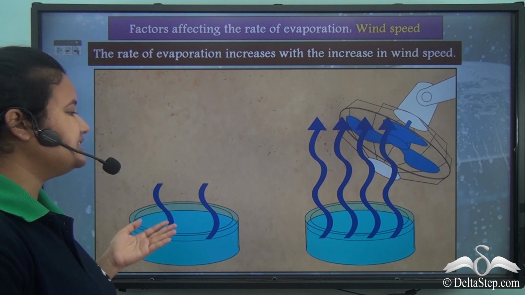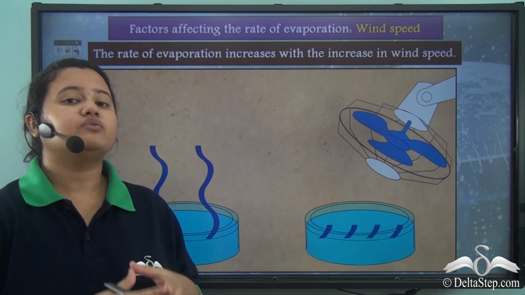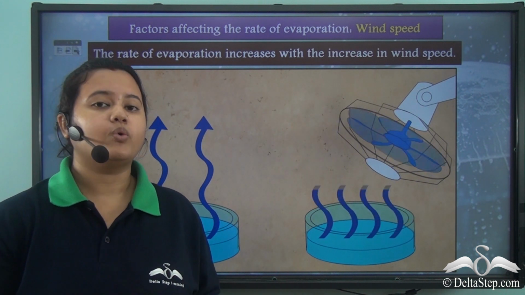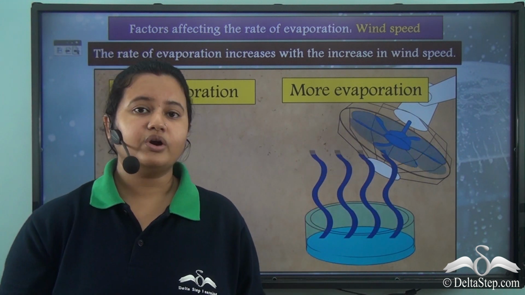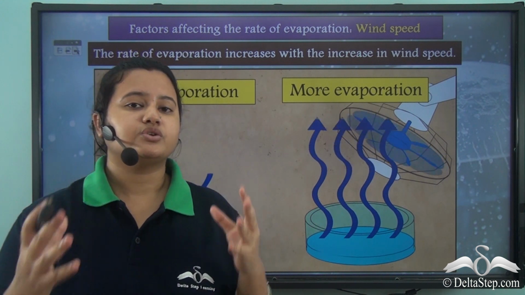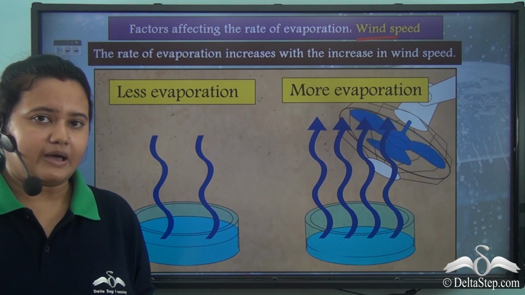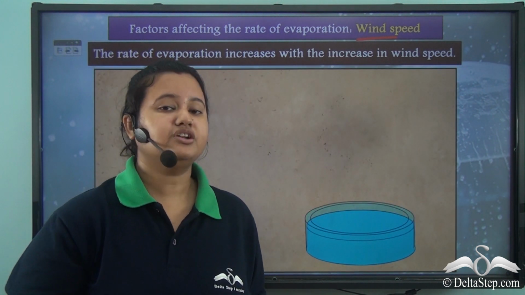While if the wind speed is less, then fewer water molecules will escape from the surface of the liquid in the form of water vapor. So, if the wind speed is more, then the rate of evaporation is more. So, this is how wind speed affects the rate of evaporation, and on a windy day the rate of evaporation will be more.